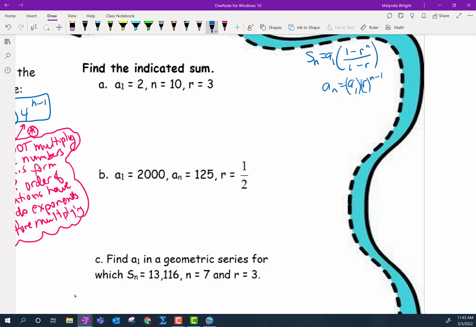Find the indicated sum. Okay, we have the first term. We have the number of terms we want. So S sub 10, which means I'm adding up 10 terms, equals a sub 1, which is 2, times 1 minus r, which is 3, raised to the 10th, over 1 minus 3. Okay, great. So what we're going to do is go to the calculator and input that in the calculator.